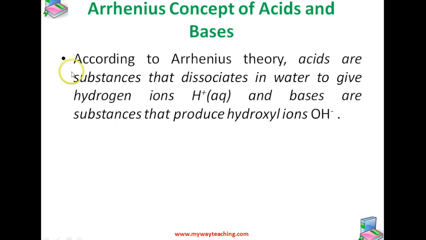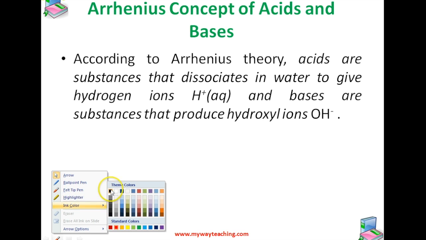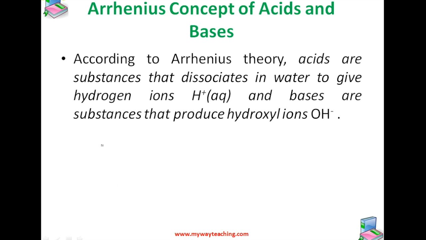The next concept is Arrhenius concept of acids and bases. Now you have an idea about acids and bases. And now what does the Arrhenius concept say about acids and bases? According to Arrhenius theory, acids are substances that dissociate in water to give hydrogen ions, and bases are substances that produce hydroxyl ions, that is OH- ions.